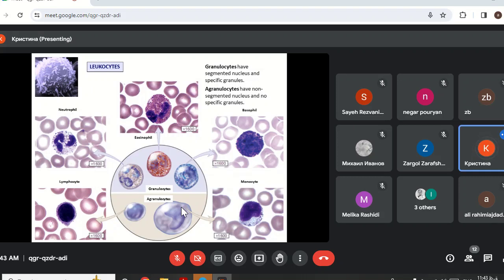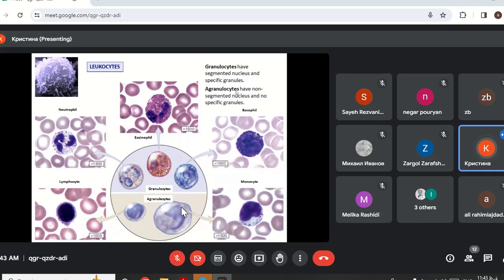So granulocytes, neutrophil, eosinophil, basophil, have a segmented nucleus consisting of several segments connected with a very thin bridge. The same you can see here, segment 1, segment 2, connected with a thin bridge. And specific granules, which are specifically stained and give a specific name to these cells. So basophil has basophilic granules, eosinophil has eosinophilic granules, and neutrophil has both eosinophilic and basophilic granules.